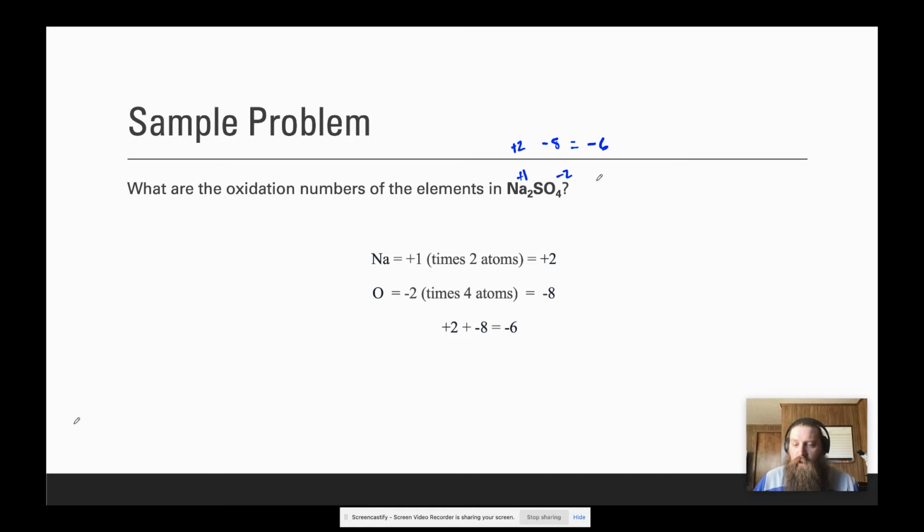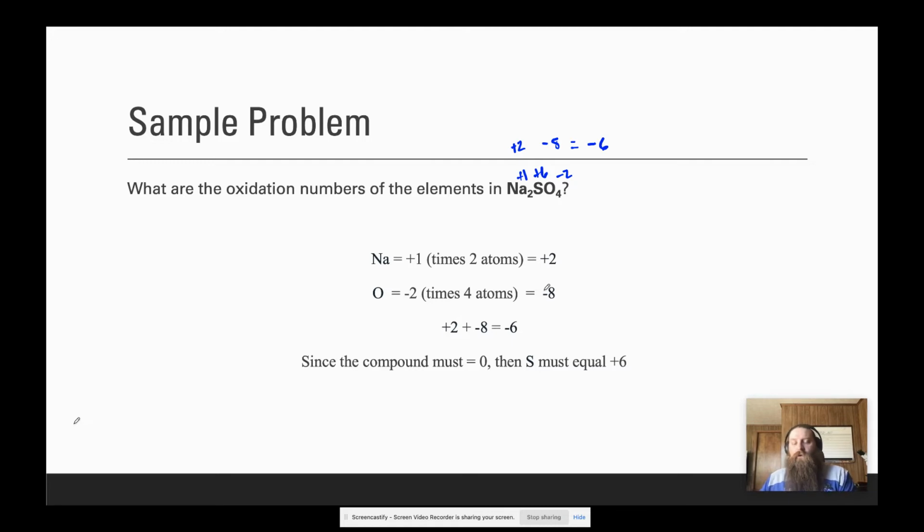But we know that's not true, right? Rule 8 says if there's no net charge, it has to be 0. So since the compound has to be 0, sulfur has to be 6 here. And so we would say that sulfur is +6. And that's how we would assign the oxidation numbers to each element in this problem.